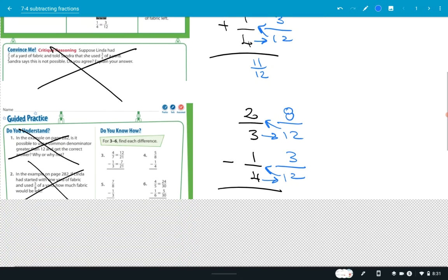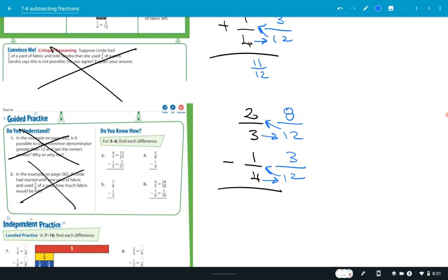Here's what's different. In the one above, where we're adding, we added 8 and 3, and so that was 11. Now we subtract 3 from 8. It's 5. So guess what the answer is? 5 twelfths. That's it. It's so easy. It is so easy.